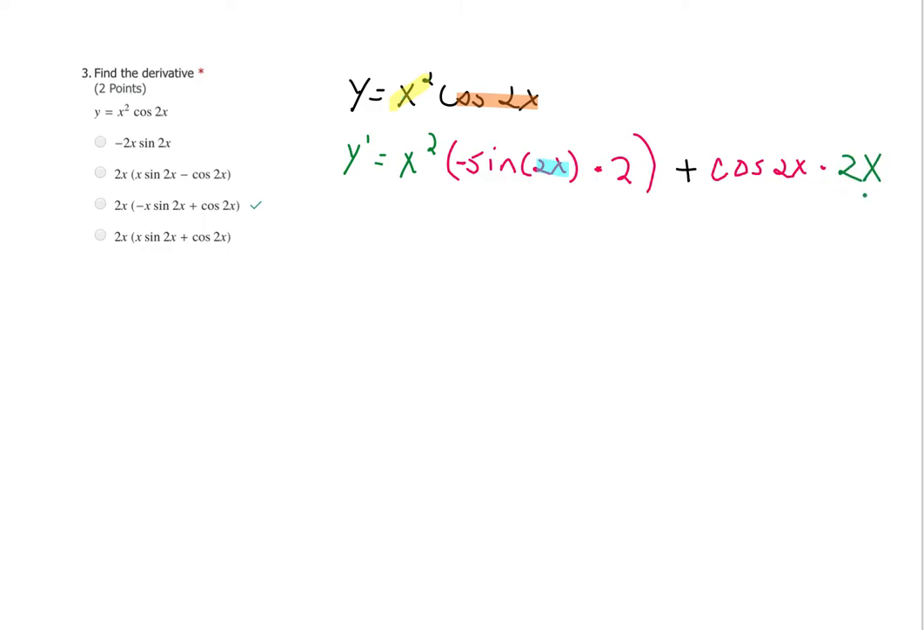Do not combine these together. This cosine of 2x is inside the trig function. That's the reason I like to put the parentheses around it, but it's not required. You have to know that that's inside, so I cannot make that 4x squared, so do not multiply those together.